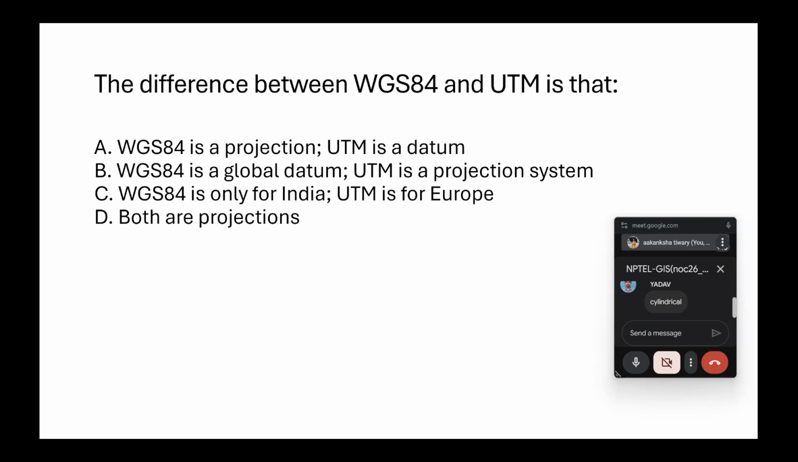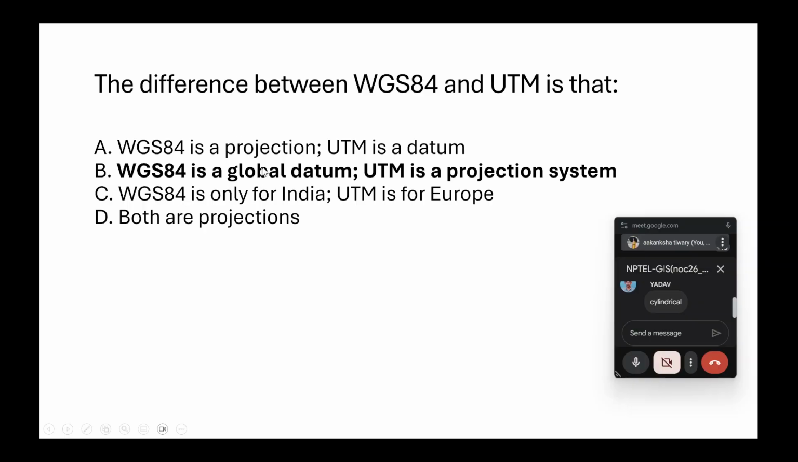No? Okay. So basically, WGS is a global datum and UTM means Universal Transverse Mercator. So Mercator is what? A projection system. Okay. So basically, the second option is correct. UTM is Universal Transverse Mercator. Okay. So this is a projection system.